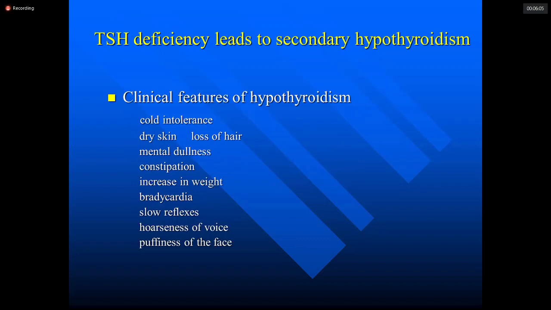TSH deficiency will result in manifestations similar to primary hypothyroidism, but here the lesion we call secondary hypothyroidism. There will be low TSH, low free T4, and low free T3. And the manifestations are similar to primary hypothyroidism, whereby the patient may complain of cold intolerance, dry skin, loss of hair, mental dullness, constipation, increased weight, and there will be signs like bradycardia, slow reflexes, hoarseness of voice, and puffiness of face.